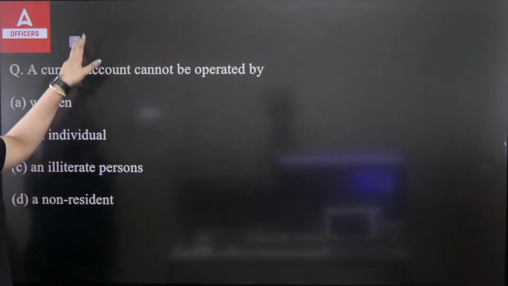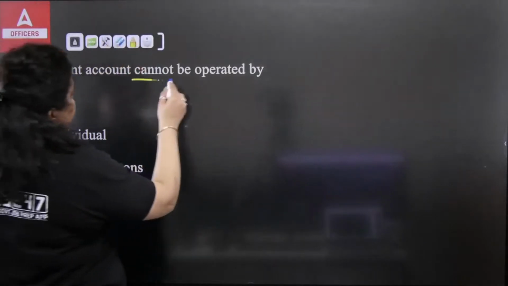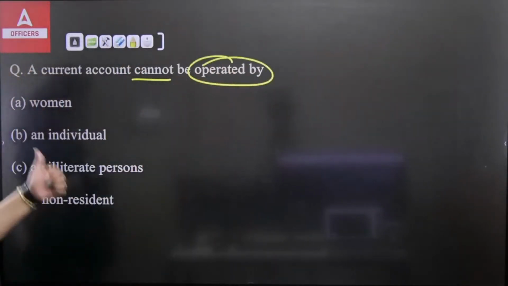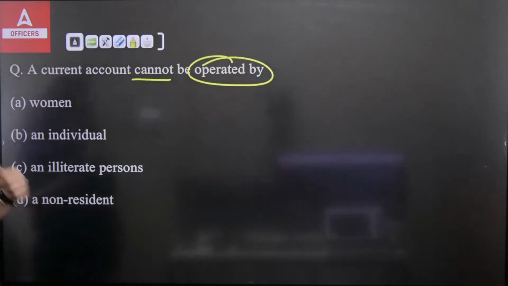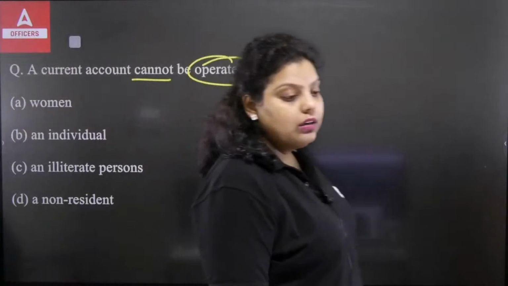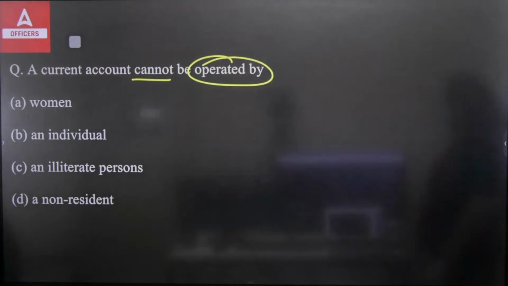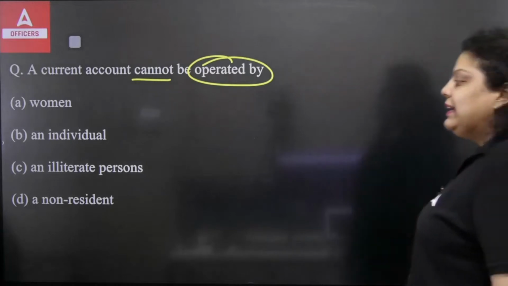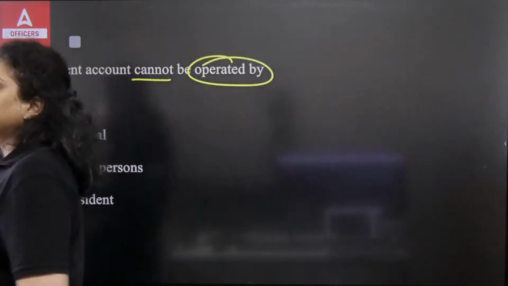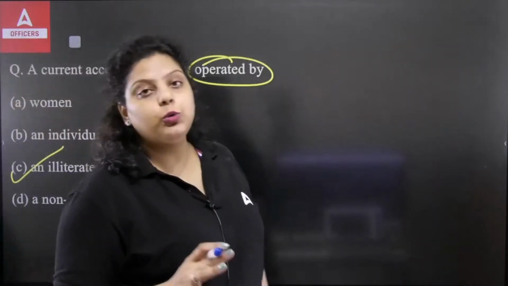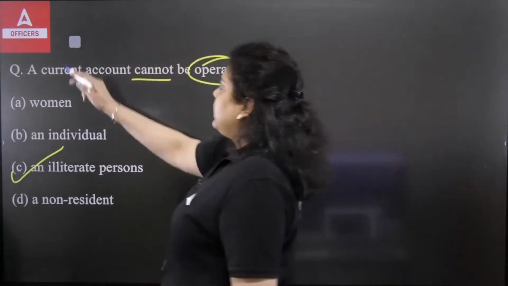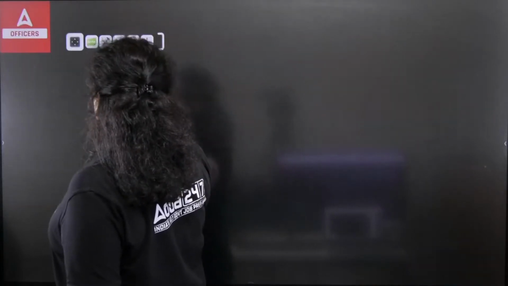Now, the current account cannot be operated by whom? Who cannot operate the current account? A woman, an individual, an illiterate person, a non-resident person. So it's very obvious, illiterate person, blind person, minor, Parda Nashin women, they are not allowed to have a current account, right? So the right answer will be the illiterate person. So the right answer is which option? C option, right.